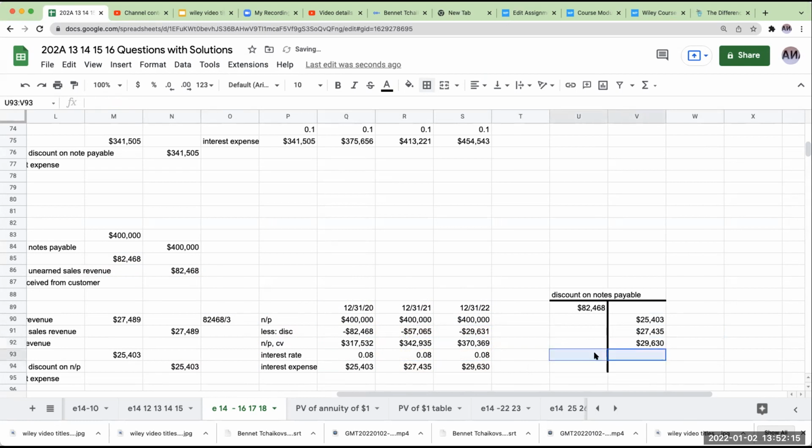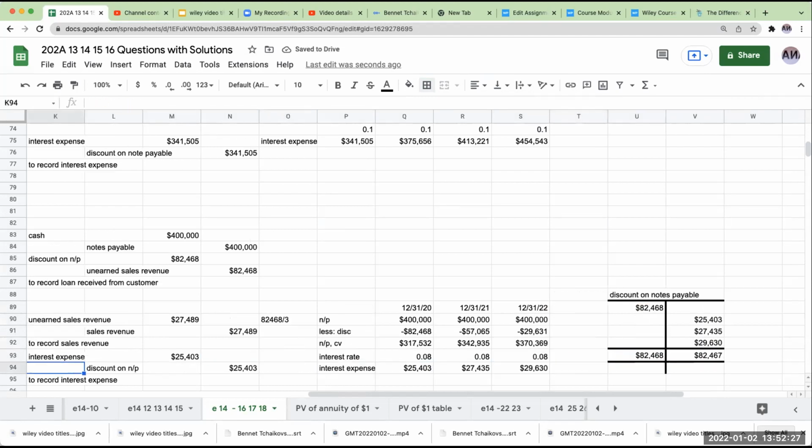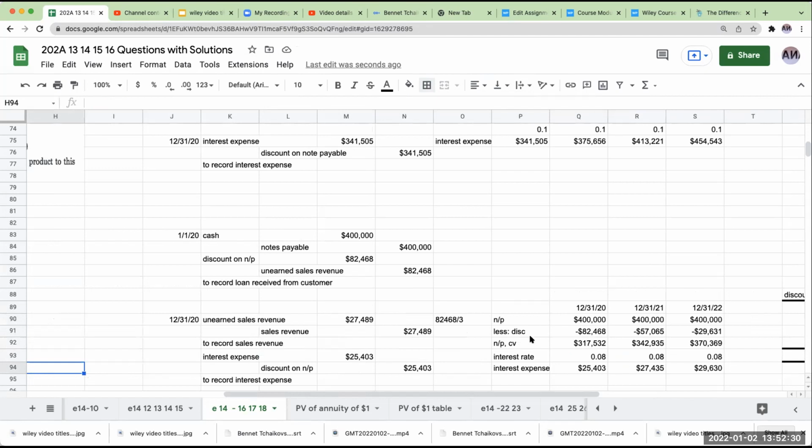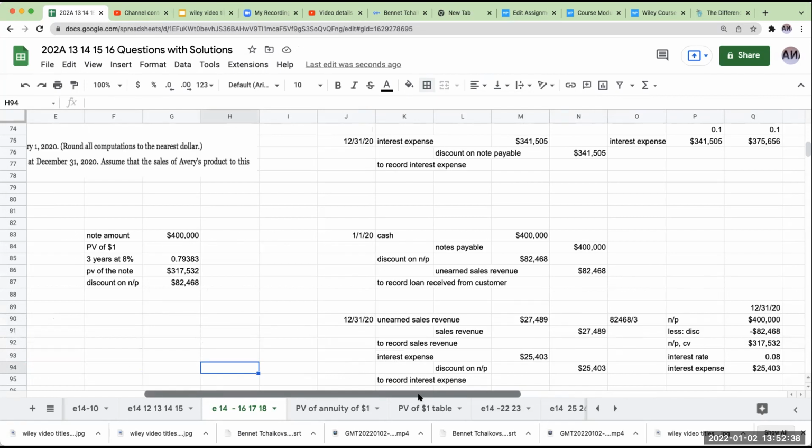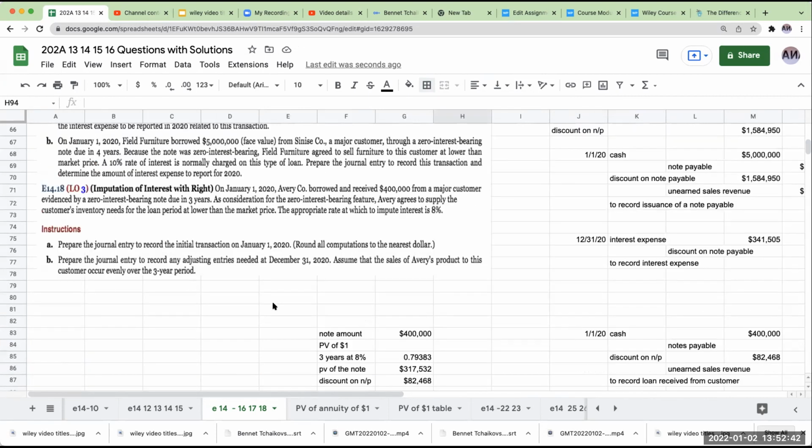So after I've gone through and I've done this over here, these pretty much are going to zero out by the time I go through and pay the note, which is what I'm looking to do. Because whenever I'm paying something off, like a bond or whatever it may be, the discount or premium needs to go down to 0. Okay, so that's kind of how we're going through and doing this one. So that was exercise 1418.